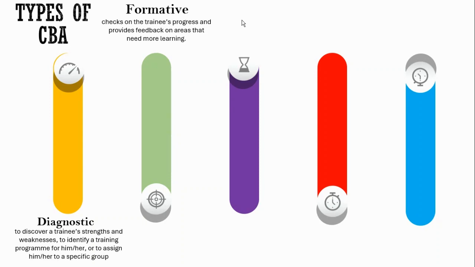And the CBET approach advocates more. We conduct a lot of formative assessments, and it will check on the trainees' progress and provide feedback on areas that need more learning. So during a session, you need to do a lot of formative assessments during those active learning sessions. So formative is an ongoing assessment, and this is what CBET advocates for.